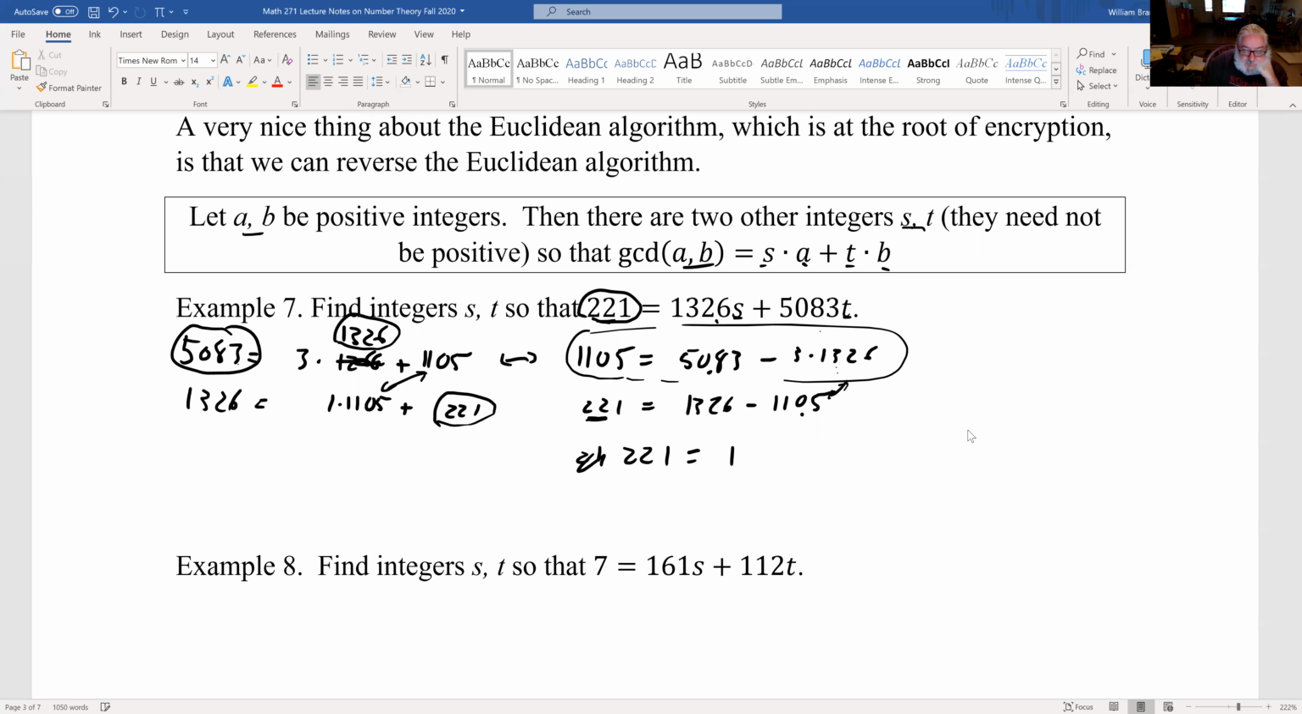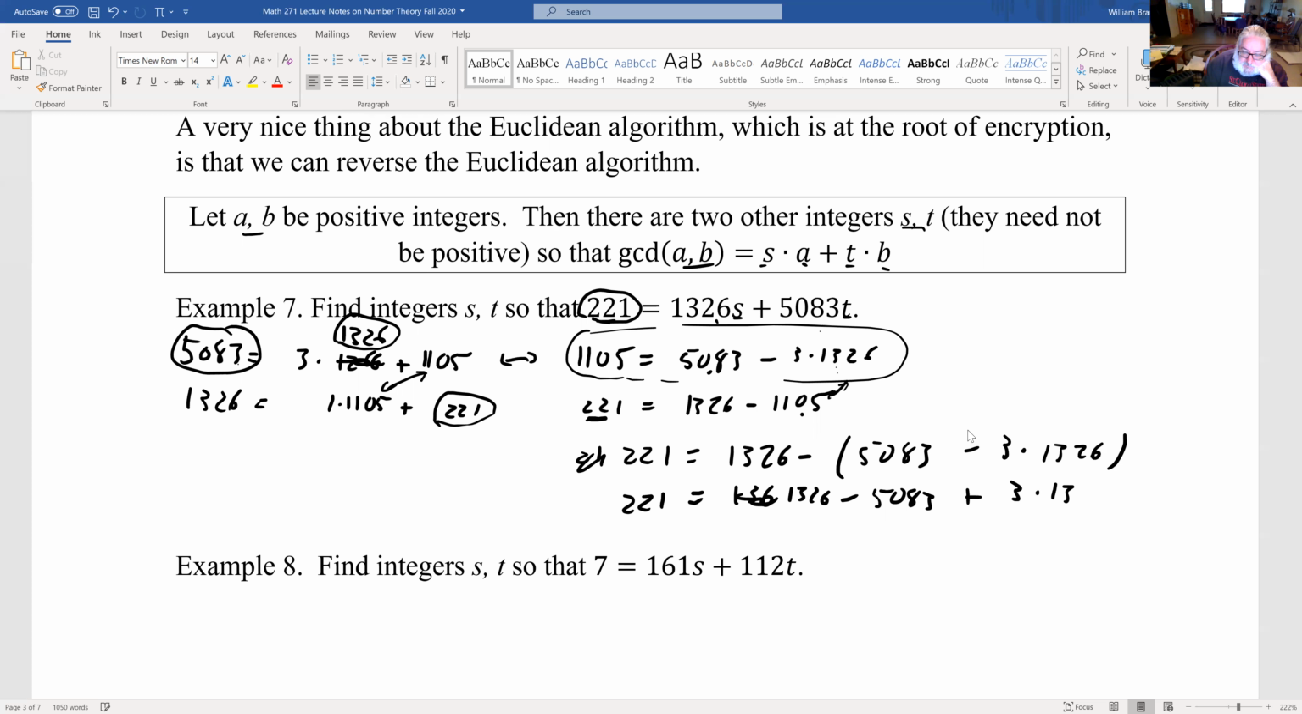And what do we get? 221 equals 1326 minus the quantity 5083 minus 3 times 1326. And 221 then is 1326 minus 5083 plus 3 times 1326. And finally, 221 is 4 times 1326 minus 5083. So what we get here is S equals 4 and T equals minus 1. Very important point here, note that we never multiply these things out. We're trying to keep track of these coefficients, the 3 and the 4. So don't multiply the 3 times the 1326 because then you lose your numbers a little bit. And these S's are going to become very important, and we want to know exactly what they are.